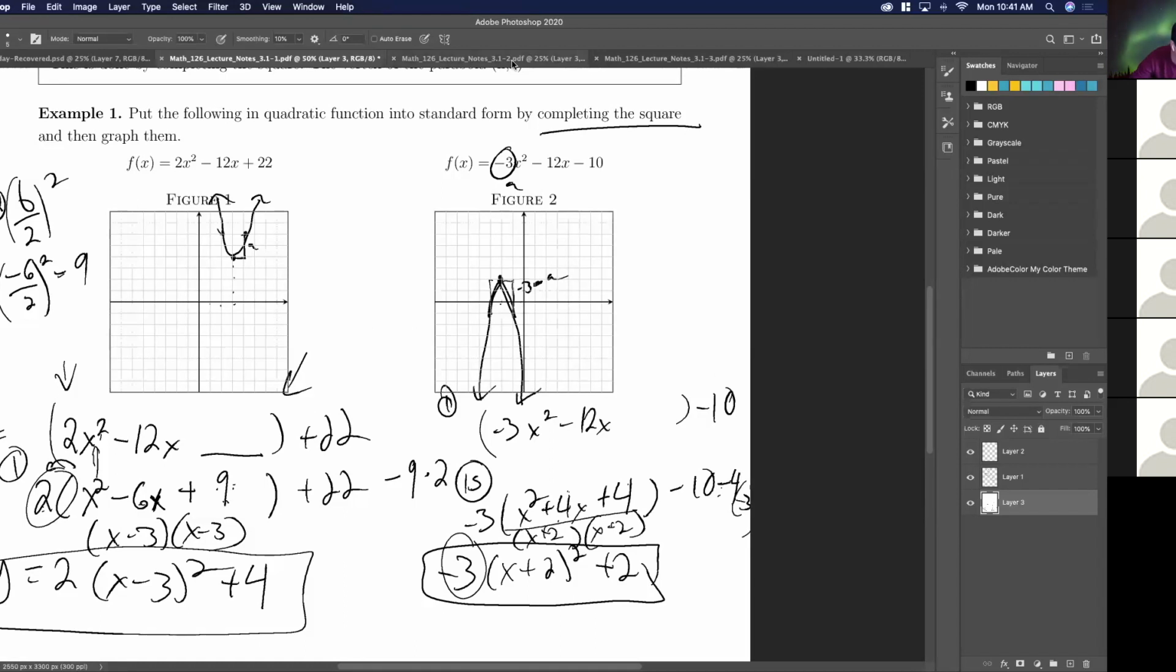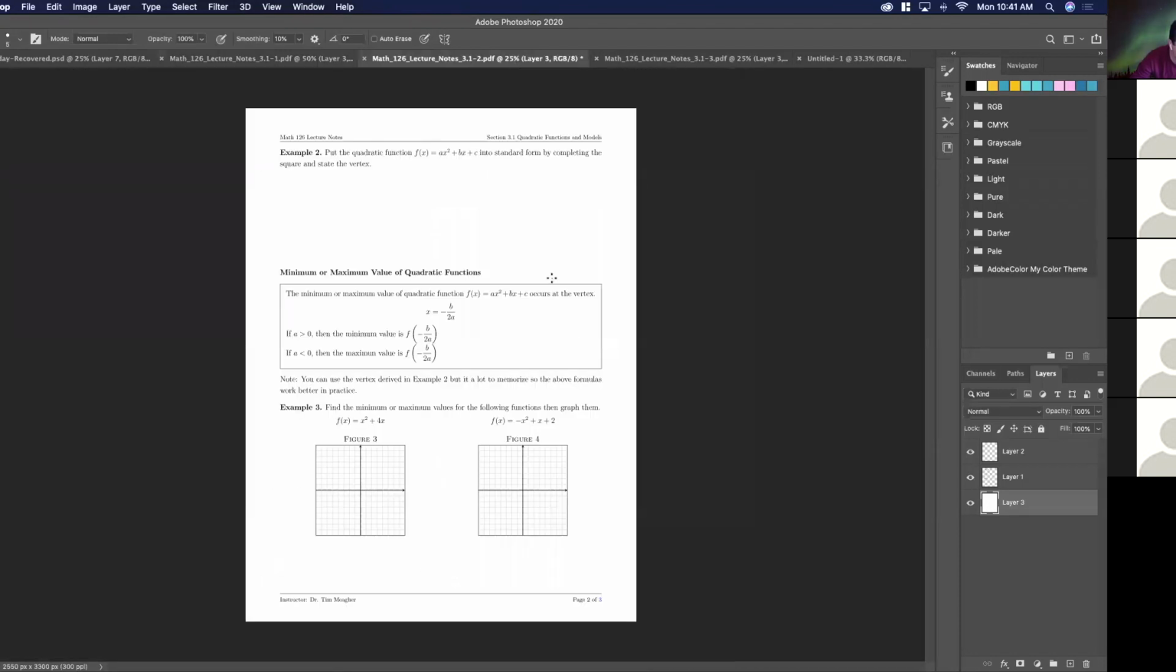All right, let's go ahead and go to the next page. I'll leave it up for 1 second so you guys can copy, but let's go to the next page.